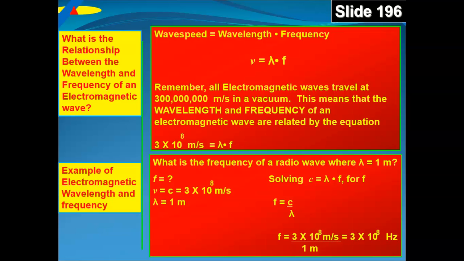So here's a simple problem. What is the frequency of a radio wave where lambda, the wavelength, is 1 meter? So it's asking for frequency, f. There's the velocity, which equals the speed of light, which is 300 million meters per second. In scientific notation, that's 3 times 10 to the 8th meters per second. And the wavelength is 1 meter. So you solve that for frequency, so there's a little algebra step involved there. So frequency equals the speed of light over the wavelength. So that's 3 times 10 to the 8th over 1, which equals 3 times 10 to the 8th hertz. So that's how you can figure out the frequency. You just have to remember that the wavelength and frequency always have to multiply to be 3 times 10 to the 8th.